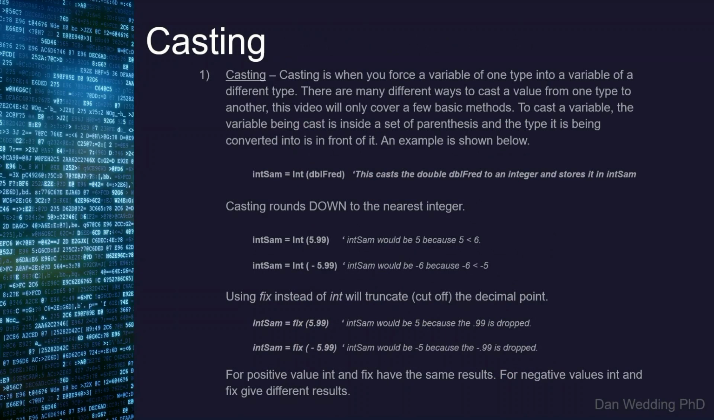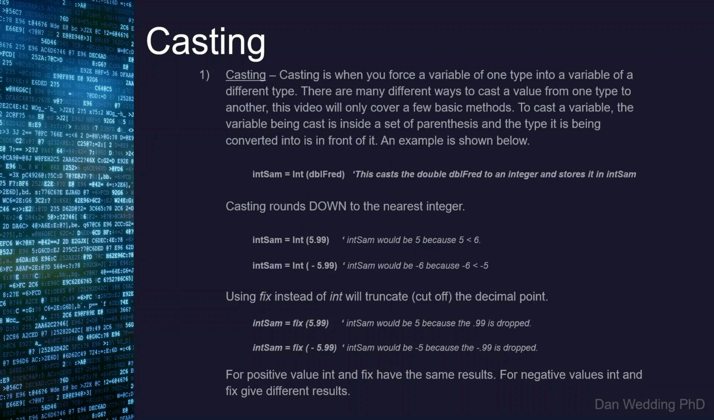Casting is when you force a variable of one type into a variable of a different type. There are many different ways to cast a value from one type to another. In this video, we will only cover a few basic methods. To cast a variable, the value being cast is inside a set of parentheses, and the type it is being converted into is in front of it. An example is shown below.